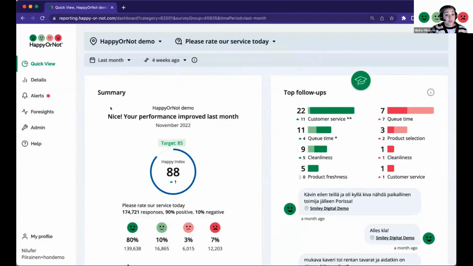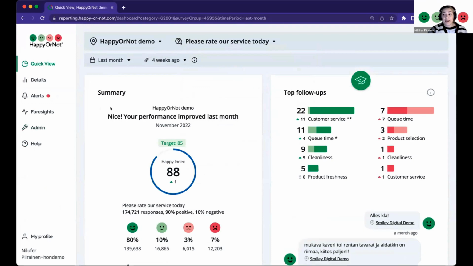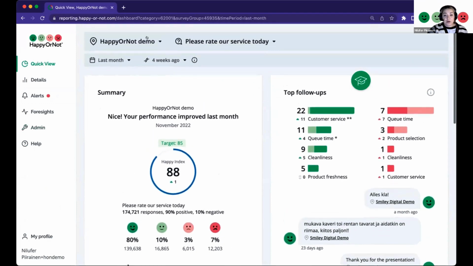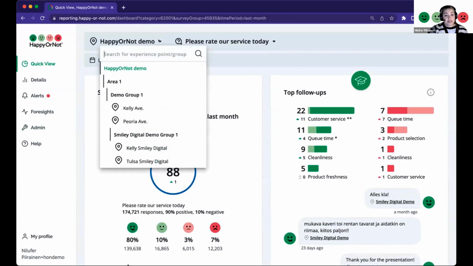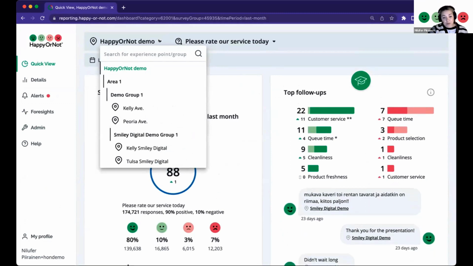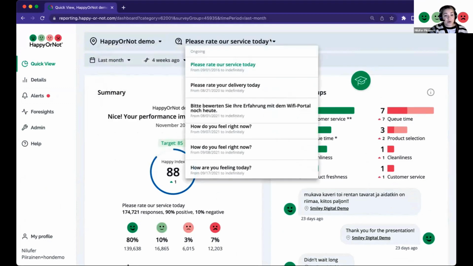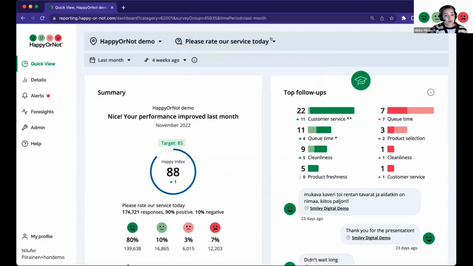Here's the quick view page, which gives you a nice overview of how you're performing, and we do recommend you check it daily. Up here, you can see the experience point or group you're viewing and change it to something else if you, for example, have multiple Smileys products like a lot of our customers do. And next to it is the survey question that is attached to this experience point or group.